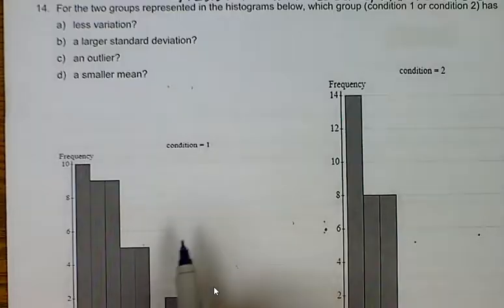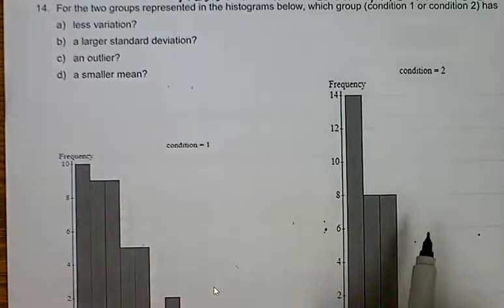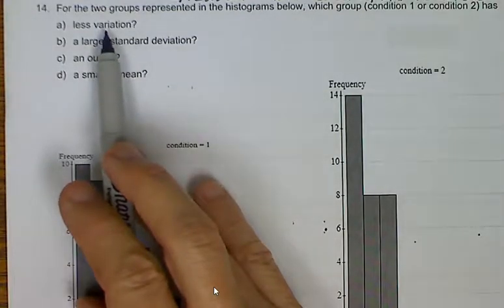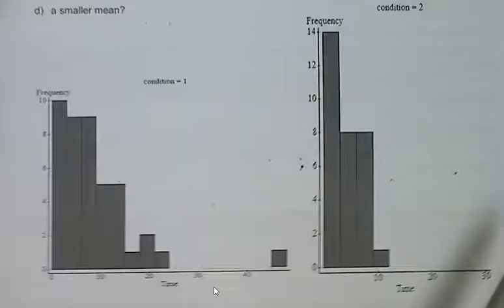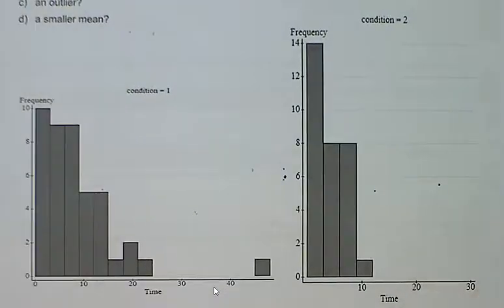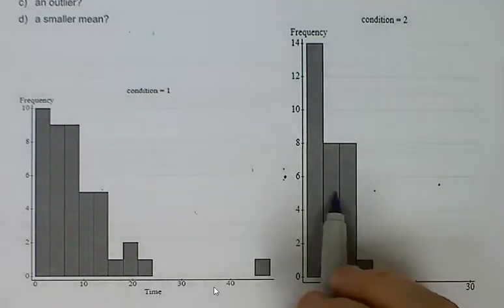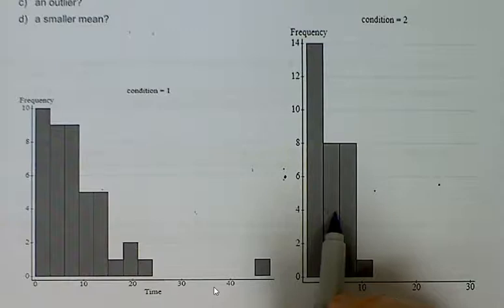Now we're going to look at histograms for two different groups. First of all, we want to look at the histogram and try to determine which of the two groups has less variation. If we look at these two histograms, more variation means that the values are more spread out. Less variation means that they're closer together, more bunched up in one area. So definitely for this one, this graph would have less variation.